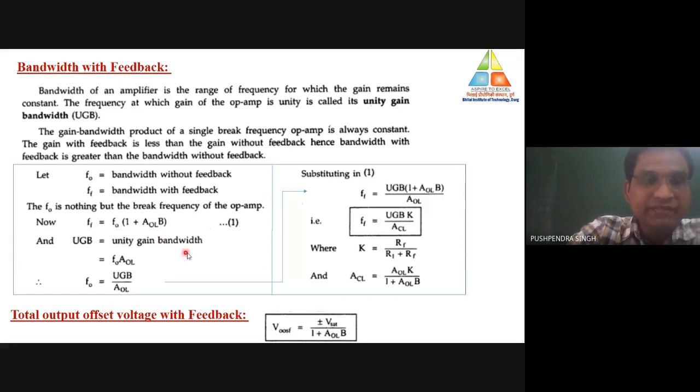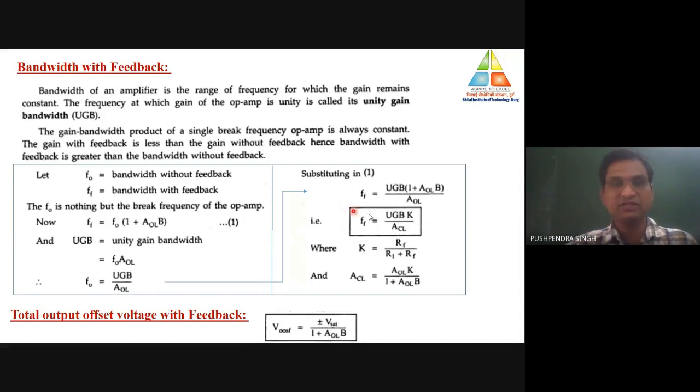Now, what is unity gain bandwidth? The unity gain bandwidth can be represented as f naught into AOL, so f naught is equal to unity gain bandwidth divided by AOL. Just substitute the value of this f naught in equation number 1. So what is the value of ff? Ff is equal to unity gain bandwidth multiplied by 1 plus AOL into B divided by open loop gain. So that is the value of bandwidth with feedback.